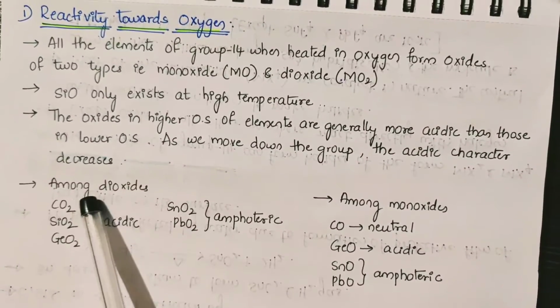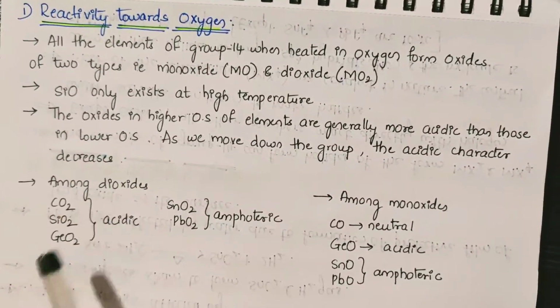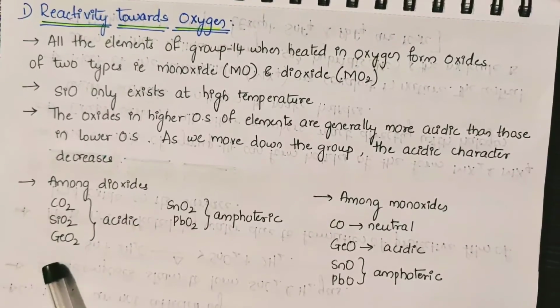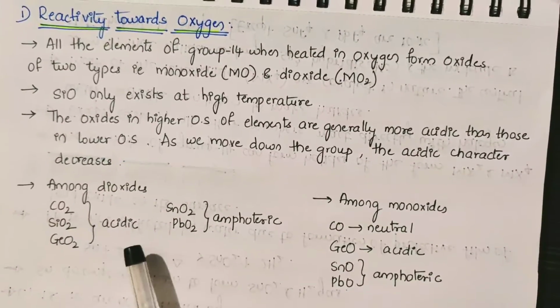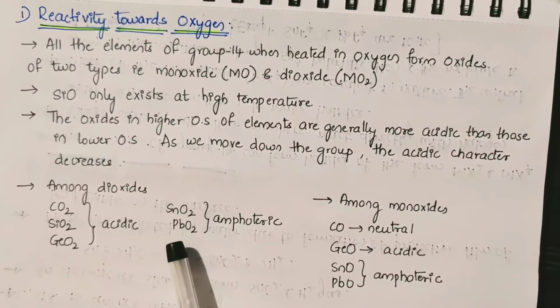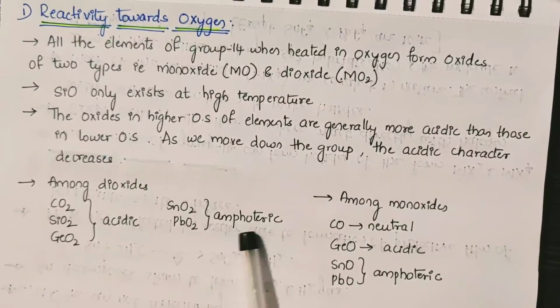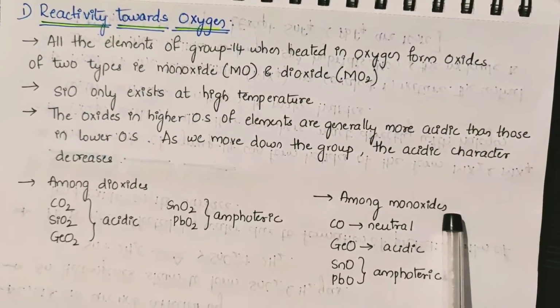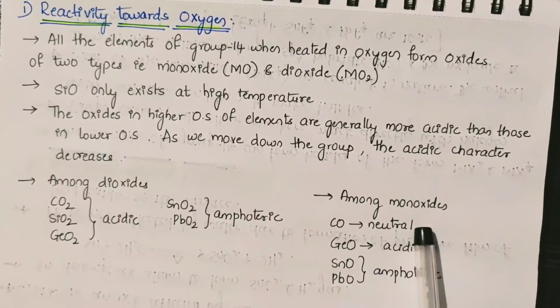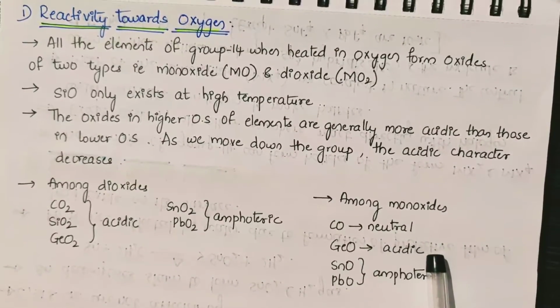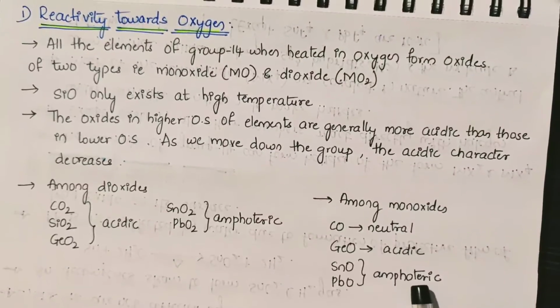Among dioxides, carbon dioxide, silicon dioxide and germanium dioxide are acidic. Tin dioxide and lead dioxide are said to be amphoteric. If you consider monoxides, carbon monoxide is neutral, germanium oxide is acidic, and tin oxide and lead oxide are amphoteric in nature.